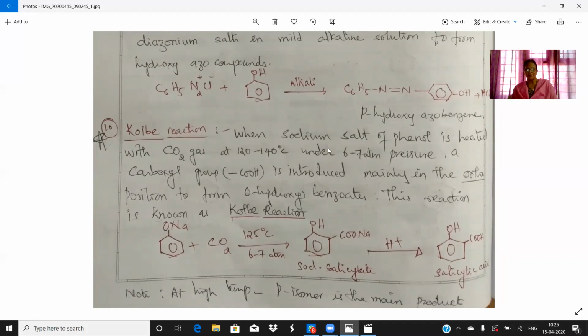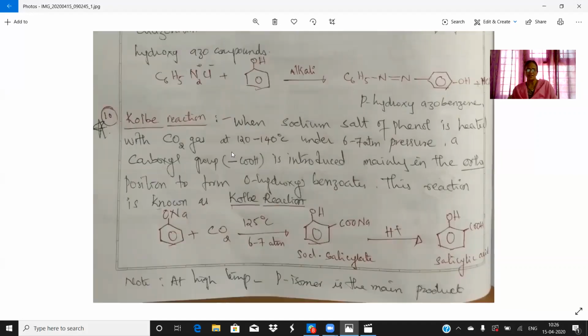Next one is the Kolbe reaction. The Kolbe reaction is the reaction in which the sodium salt of phenol, that is sodium phenoxide or sodium phenate, is heated with carbon dioxide, CO2, at 120 to 140 degrees centigrade under 6 to 7 atmosphere pressure. So these are the conditions we are maintaining here. Then a carboxyl group, that is a COOH group, or the salt of the COOH group, is introduced mainly at the ortho position to form ortho hydroxybenzoates. This reaction is known as the Kolbe reaction.